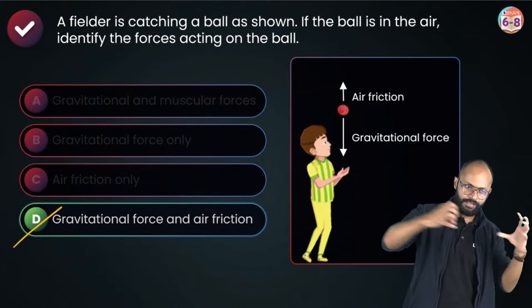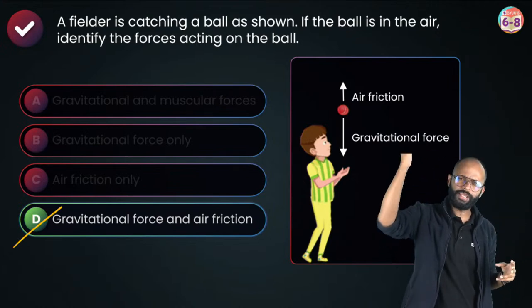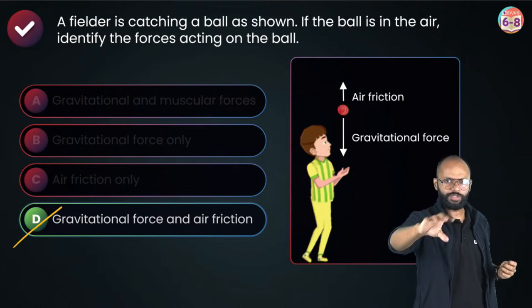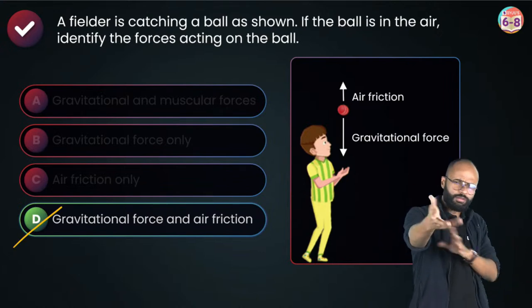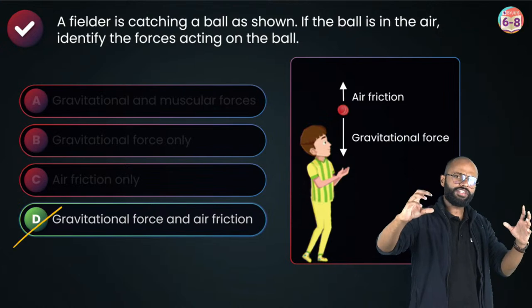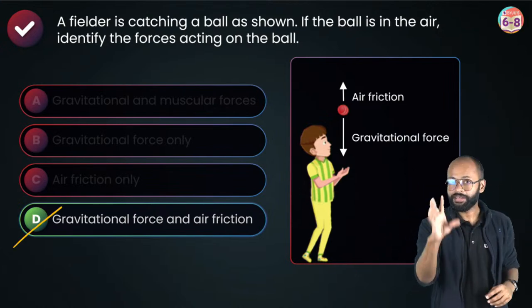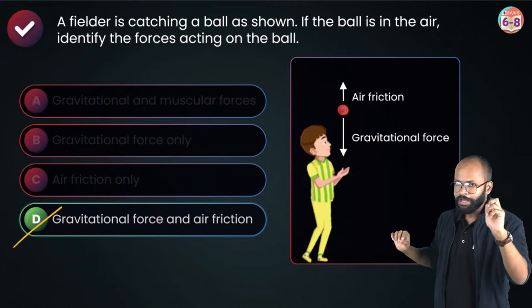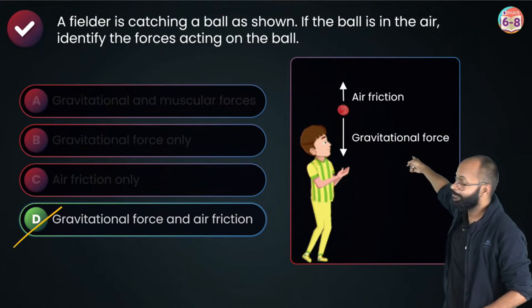Air kya hai? Air is opposing, aur isko bolte hai viscous force. Aur baad mein aayenge, when you grow na, when you go to class 11th, you'll have a chapter called fluids, so viscosity ka concept aayega, right? So air friction is also kind of viscosity only. Lekin air friction kya hai? Air is opposing the motion of the body, hai na? Isko bolte hai air friction. Thik? Bahut badhiya.